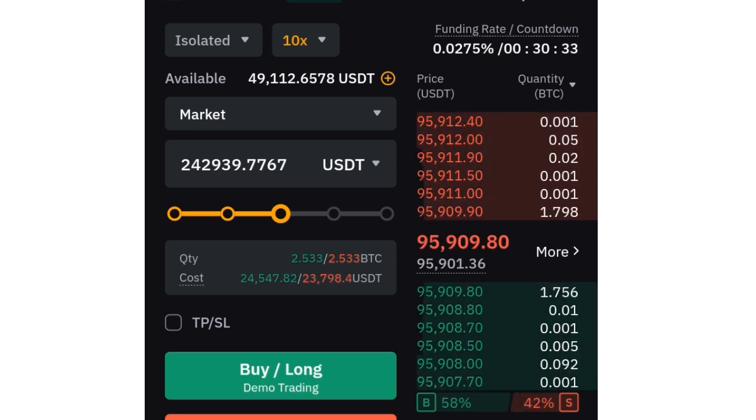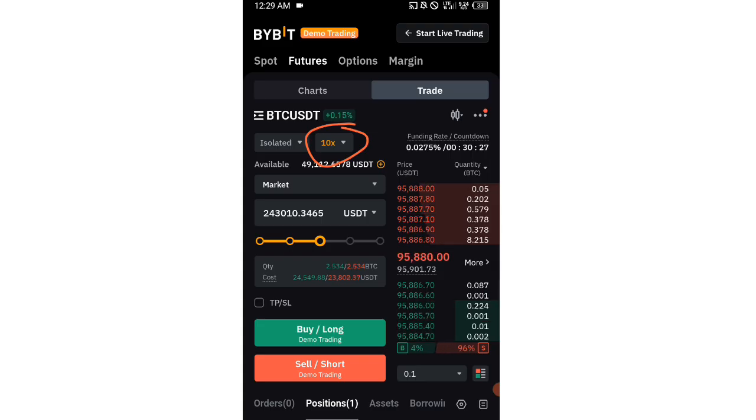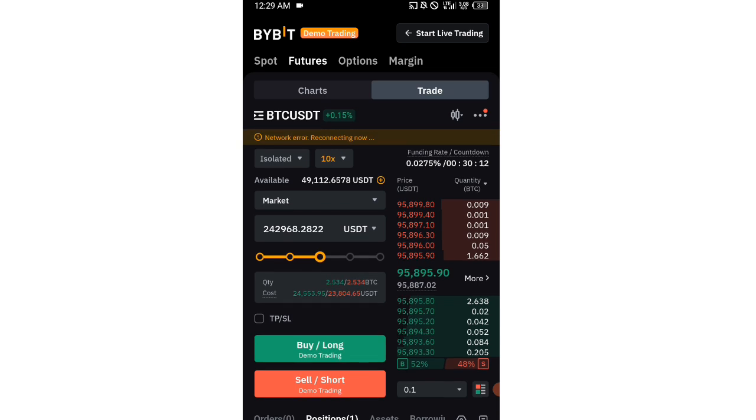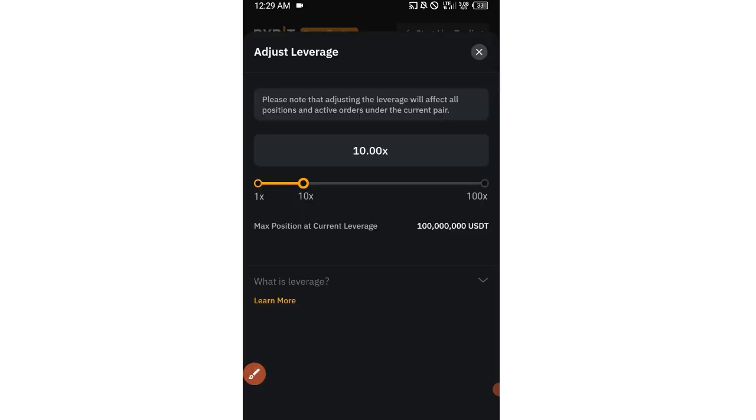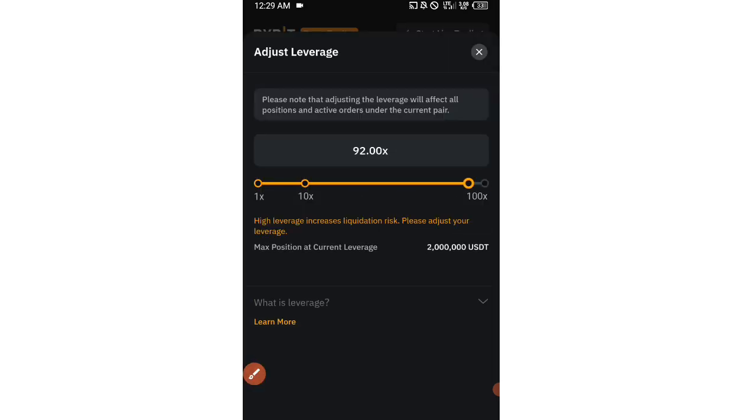There's something I forgot to tell you guys. You can see this is what we call leverage. Let's say for instance we have just $10. This leverage will help you to trade as if you have $100. You can see times 10, so 10 times 10 is 100. You can still adjust it. When you click on it, you make adjustments, so you can choose 100.